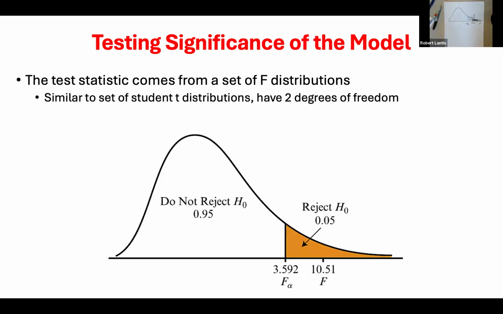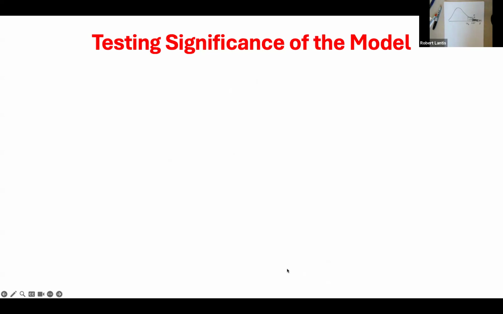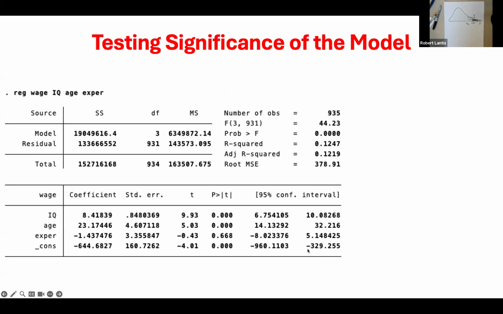So kind of similar to our student T distributions, although it has 2 degrees of freedom instead of just 1, we're not going to work with F tables, or I'm not going to make you do any of this. All we're going to need to know are those same rules that apply from previous hypothesis testing, which is we reject if the p-value is less than alpha, or if our F statistic, our test statistic, is greater than our critical value.